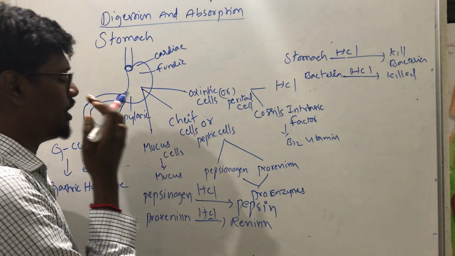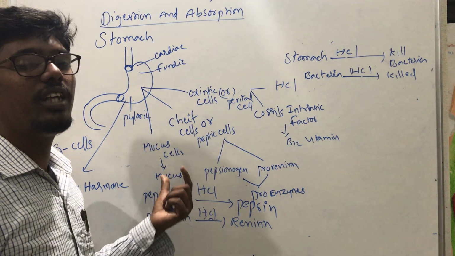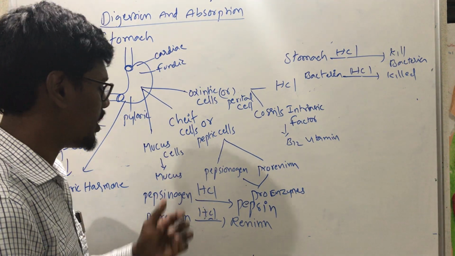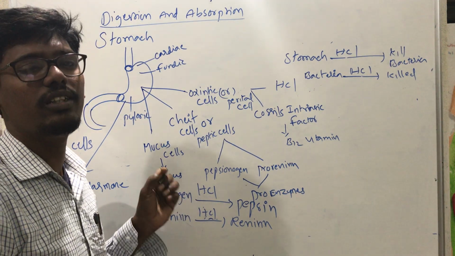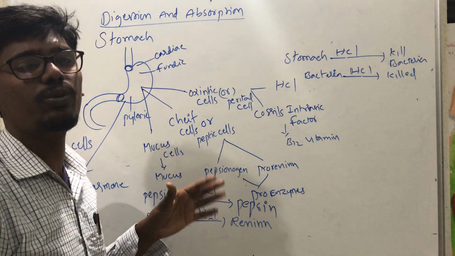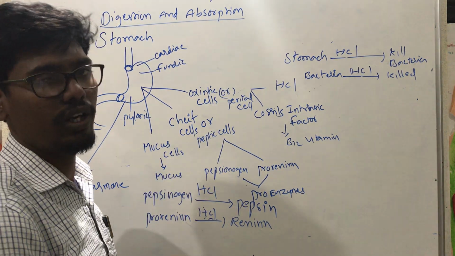Next, mucus cells. These mucus cells are said to be secreting mucus. Why do they secrete mucus? HCl may damage the walls, so that's why they secrete mucus to protect the stomach walls, intestinal walls, or duodenum walls.